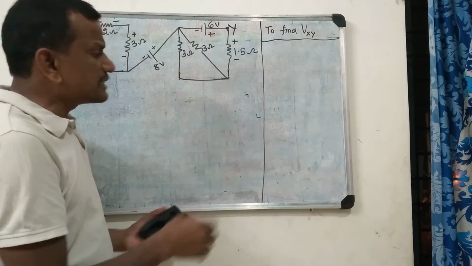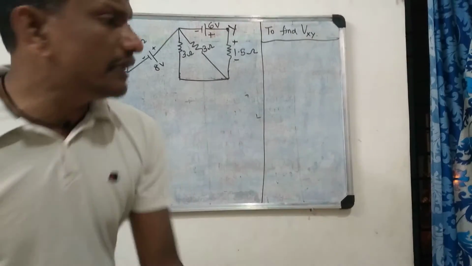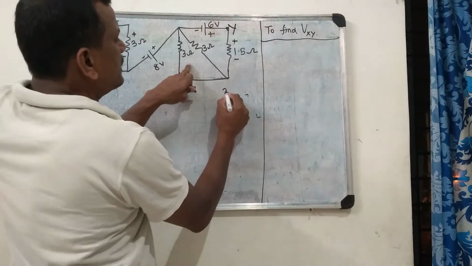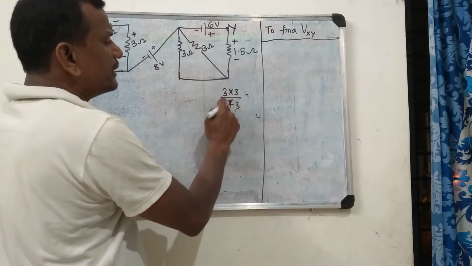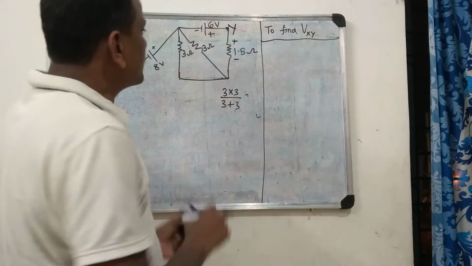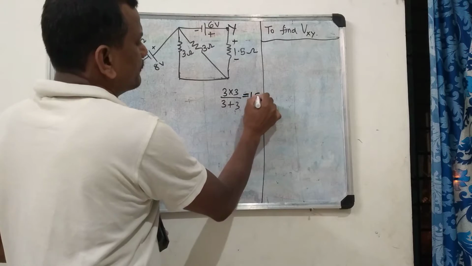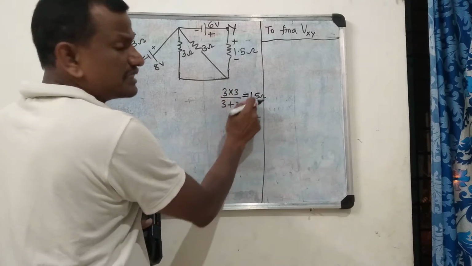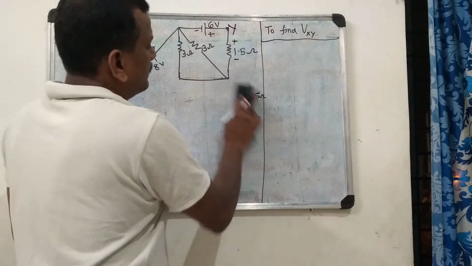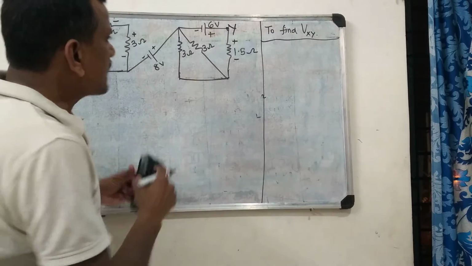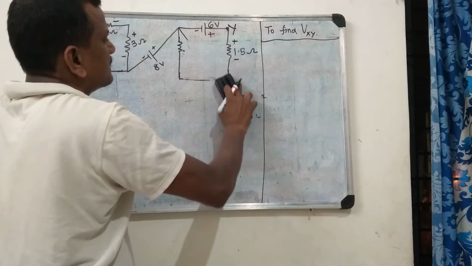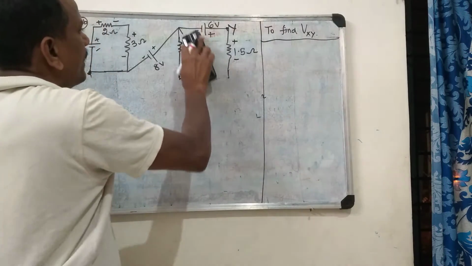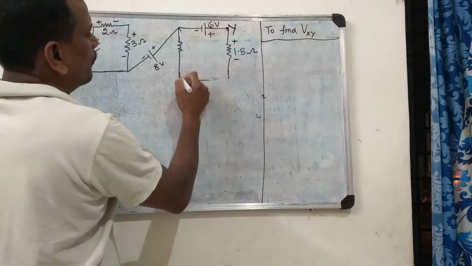The effective resistance is 3 into 3 by 3 plus 3, that is R1 R2 by R1 plus R2. You will get 1.5. 3 threes are 9, 9 by 6 is 1.5. Therefore, step number 1: I am replacing these two resistances with a single resistance of value 1.5 ohm.